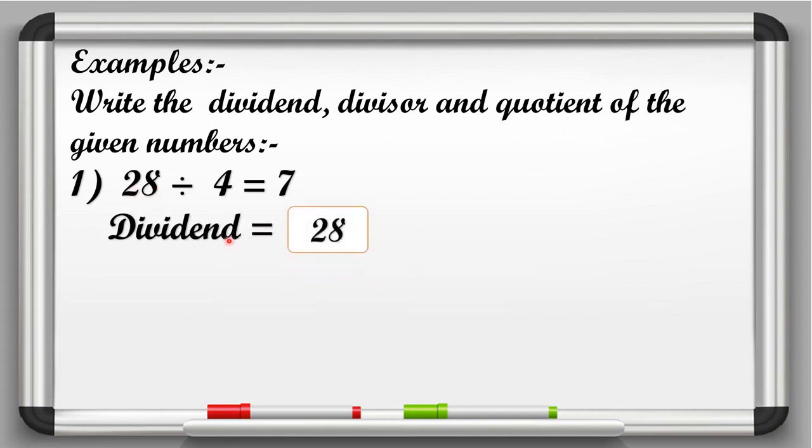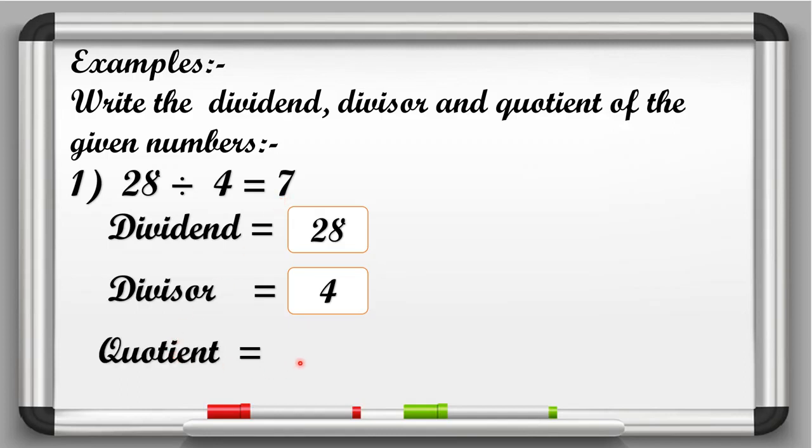ठीक है बेटा, यहाँ पर 28 हमारा क्या है? Dividend है. And 4 is the divisor, क्योंकि हमें 28 को 4 में divide करना है. So here divisor is 4. Understood? And 7 is the quotient here. Suppose here we have 28 toffees and we have to distribute among 4 children. So how many toffees each child will get? That is equal to 7. So here quotient is 7. Understood beta? Here 28 is the dividend, 4 is the divisor and 7, jo answer aaya hai by dividing these two numbers, that is the quotient. Understood?